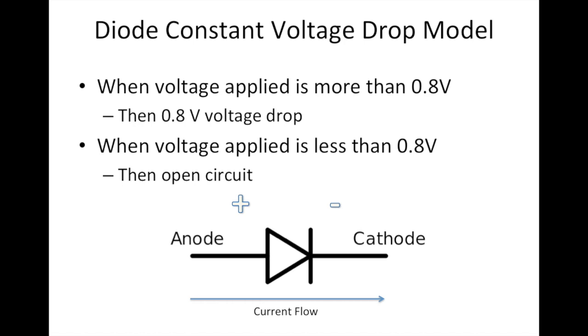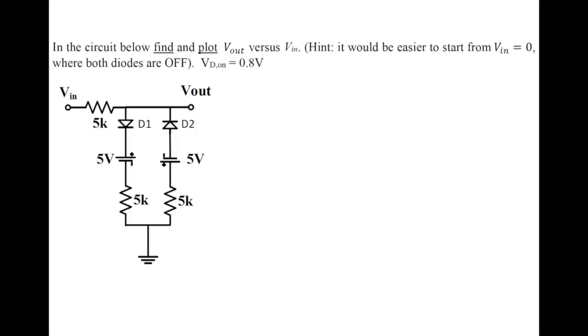Shown here is a diode, and essentially a diode allows current to flow in one direction and one direction only. Depending on the voltage applied across that diode, the diode acts as either a 0.8 volt voltage drop or an open circuit. So when the voltage applied is more than 0.8 volts, the diode acts as a 0.8 volt voltage drop, and when the voltage applied is less than 0.8 volts, the diode acts as an open circuit.